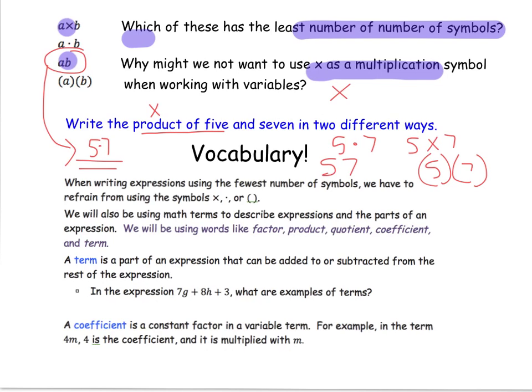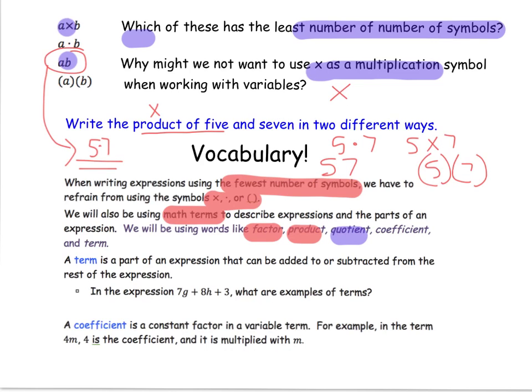Okay, so what I said before is that when writing expressions using the simplest, the fewest number of symbols, we try to not use any multiplication symbols when dealing with variables of some sort. So you're going to be using math terms to describe equations. So we'll be using terms like factor, product. So remember, a factor is part of a multiplication problem. Product is the answer.